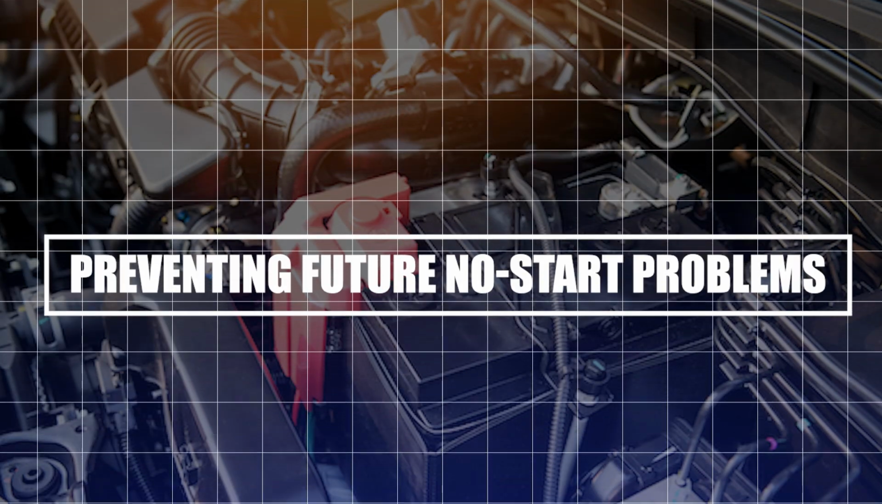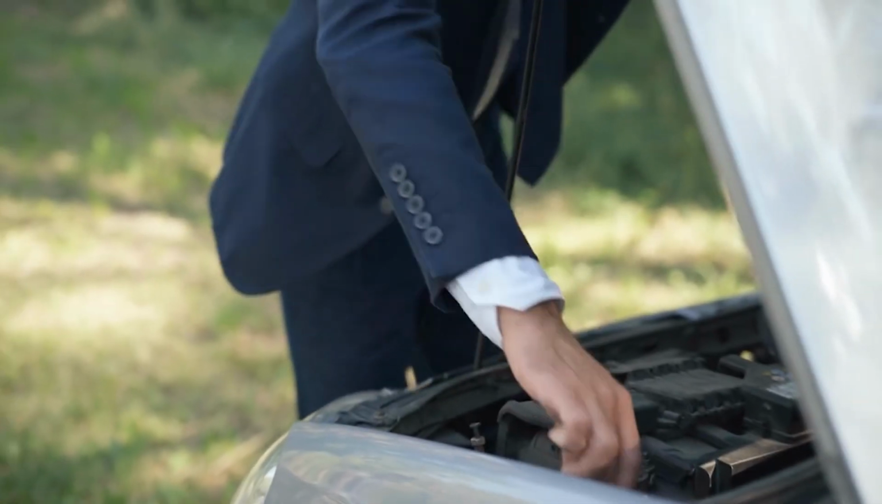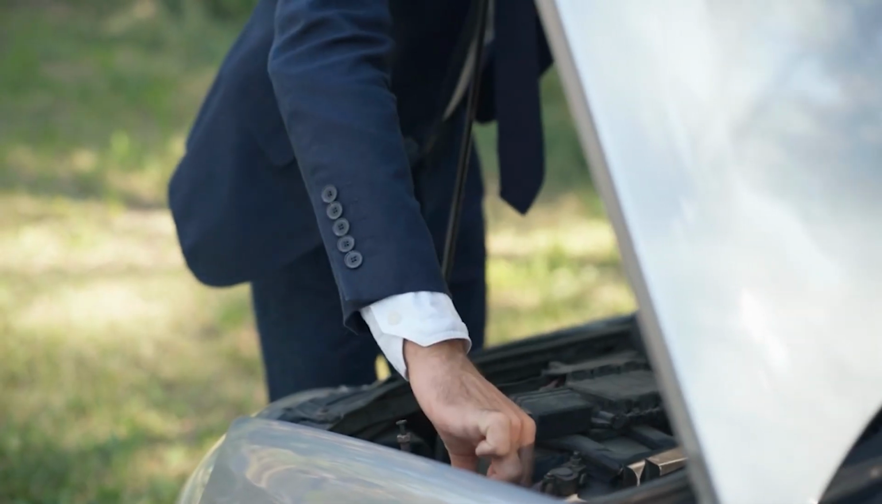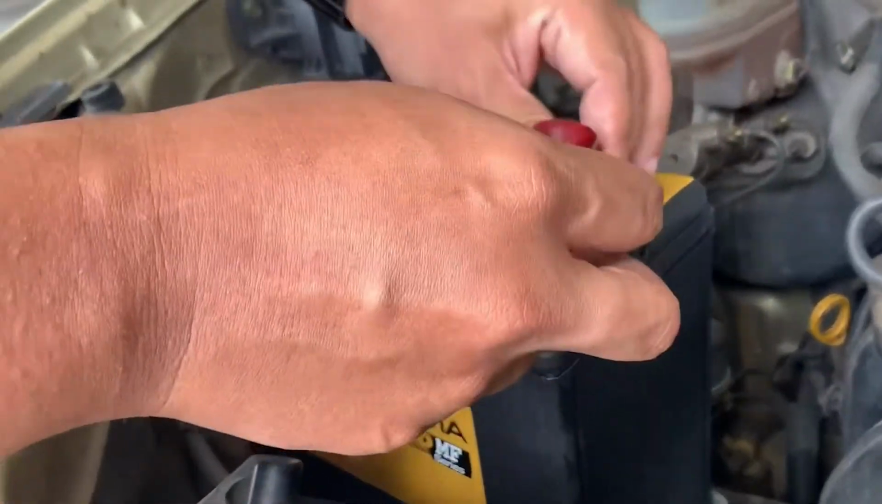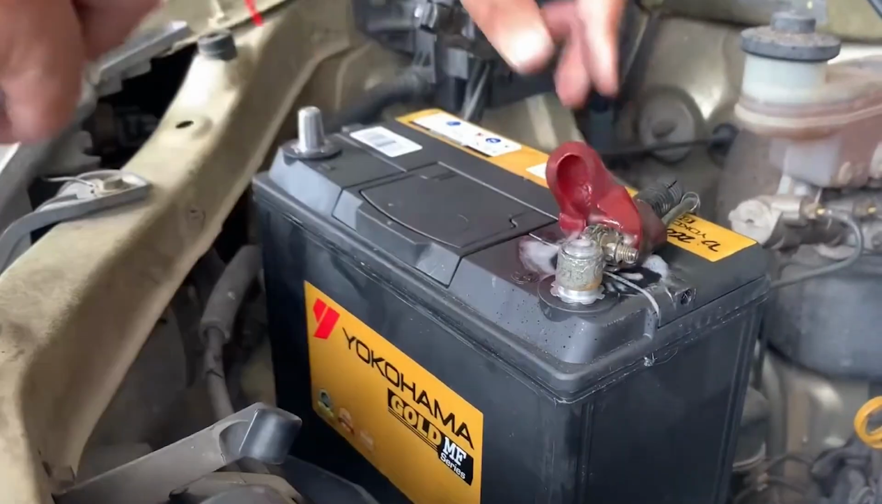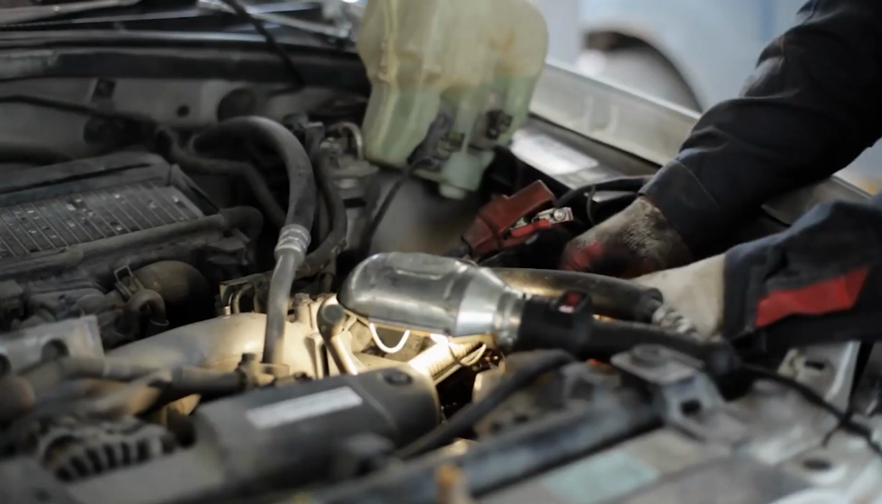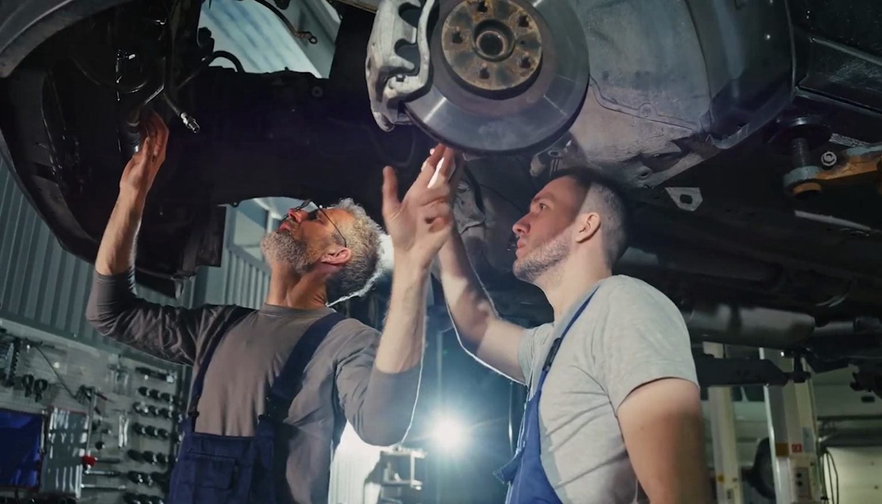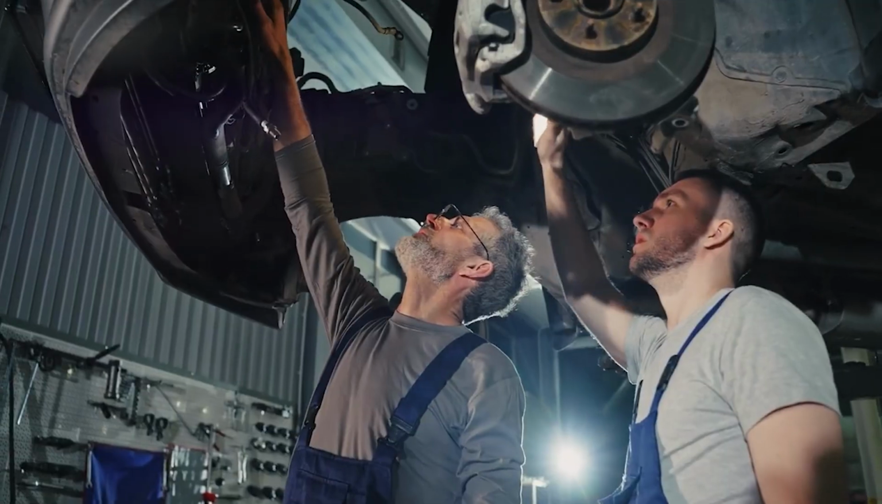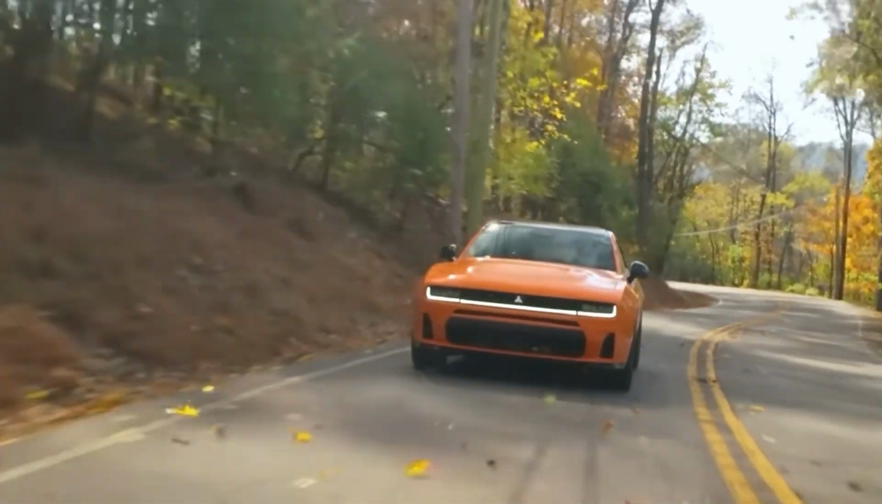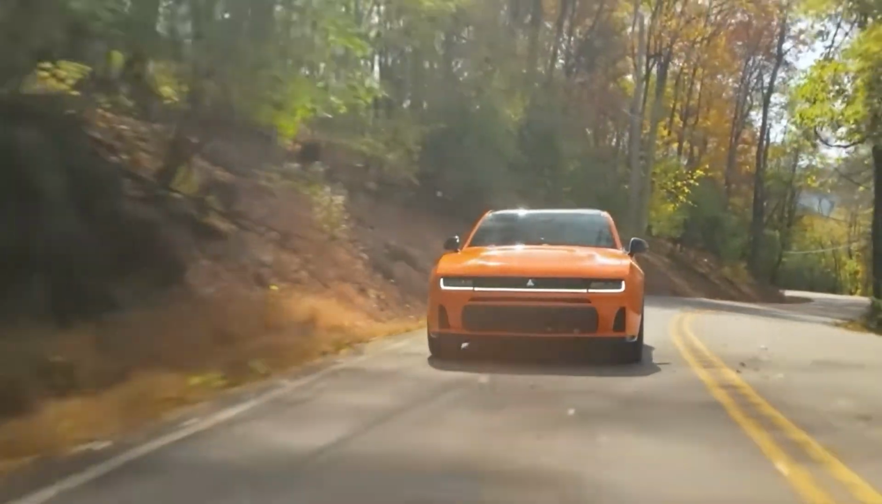Preventing future no-start problems. The best way to avoid starting problems is regular maintenance. Replace the battery on time and keep connections clean. Follow service schedules for spark plugs, filters, and fluids. Pay attention to warning signs and fix small issues early. Ignoring problems often leads to bigger failures later. A well-maintained car starts more easily, runs better, and is less likely to leave you stranded unexpectedly.